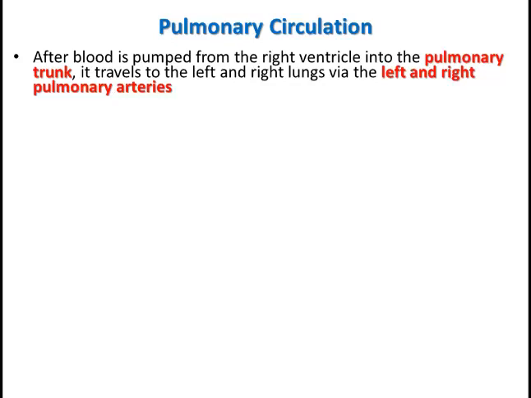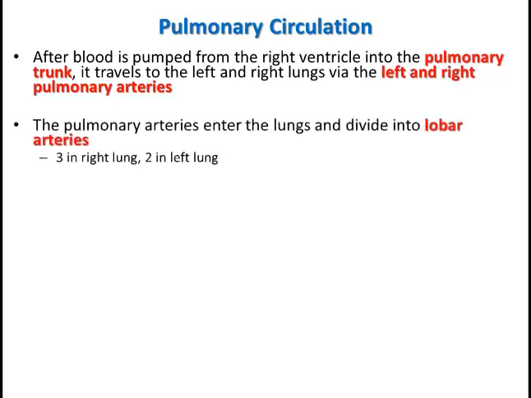Certainly we've talked about this already when we talked about the anatomy of the heart. Now the pulmonary arteries themselves enter the lungs and then divide further into lobar arteries. Now the lobar arteries feed the lobes of the lungs, and there are 3 lobes in the right lung and 2 lobes in the left lung. And so there are 3 lobar arteries in the right lung, and 2 on the left. And we'll talk about the lobes of the lung in greater detail when we talk about the anatomy of the lungs in a couple weeks' time.